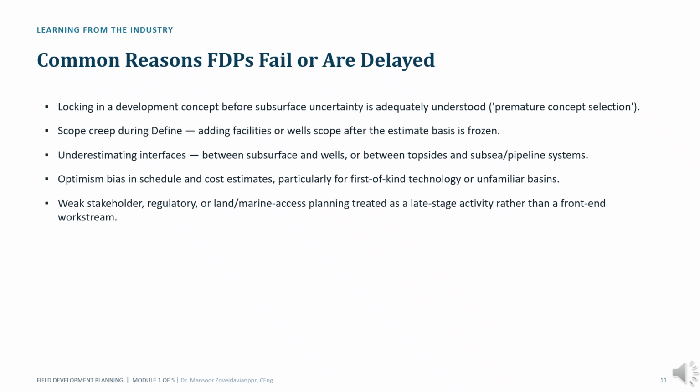Finally, stakeholder and regulatory planning is sometimes treated as a late-stage activity rather than a core front-end planning workstream. Delays in approvals, permits, land access, or stakeholder alignment can significantly affect project schedules. An important observation is that these issues appear repeatedly across companies, regions, and project types. The purpose of the stage gate process is not simply to organize a project. It is to identify and address these risks before major capital commitments are made.